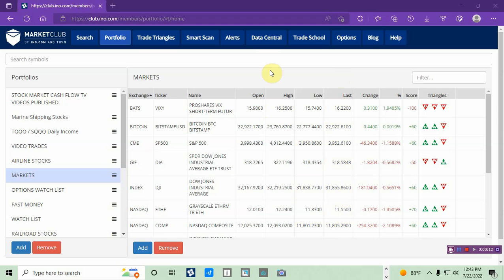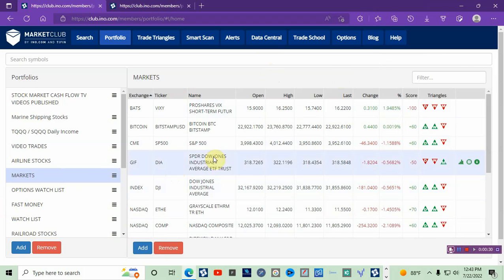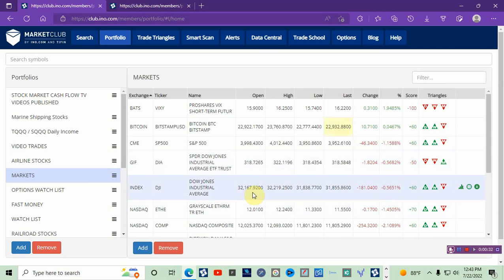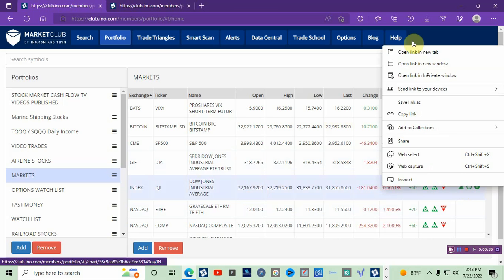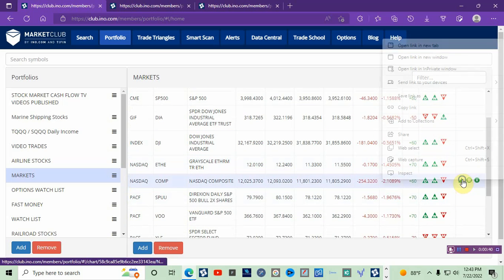This is called What's Going On with the Markets. And this is going to be quick. I'm not going to take up too much of your time. See, I got my markets watch list here. We're going to look at the S&P 500, and look at these charts real quick. See the Dow Jones. Let's see the NASDAQ.